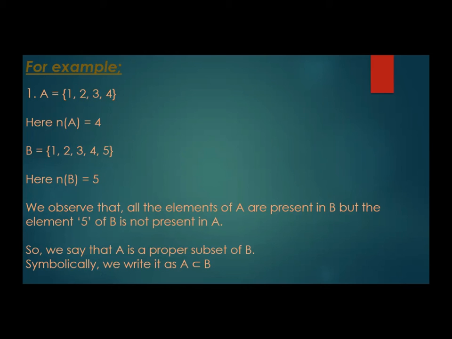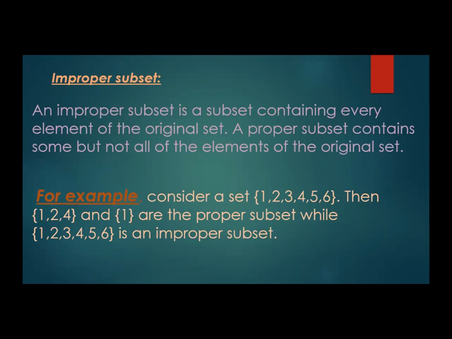So we observe that all the elements of set A are present in set B, but element 5 of set B is not present in A. So we say that A is a proper subset of B. Symbolically, we write A is a subset of B. It means that the original set is set B, which has 5 elements, and we are forming a proper subset from set B, which is A. Now, the improper subset. What is the improper subset?